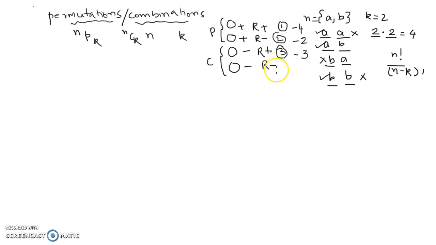The last case is where the ordering doesn't matter and there are no repetitions. Clearly, the only choice that I have is this goes away for case four, this goes away, and this goes away for case four. And out of these two, I just get one. So the total number of combinations that I get is one.